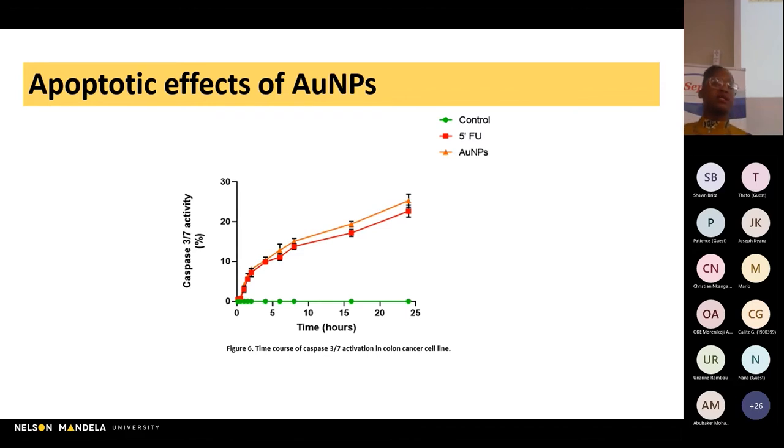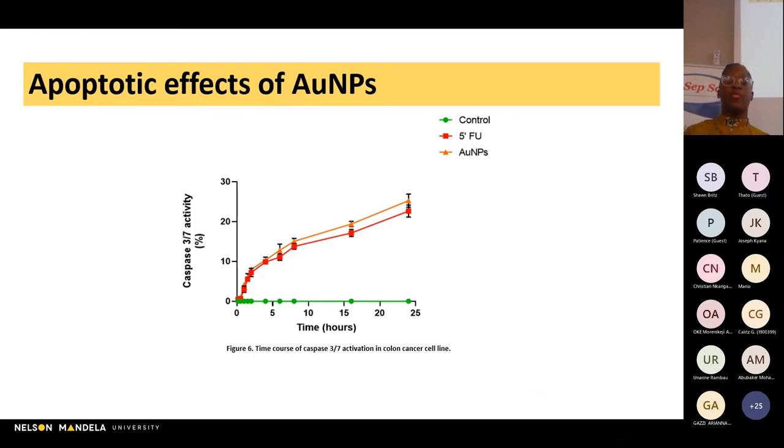So now we treated the cells with the gold nanoparticles as well as a positive control, which is 5-fluorouracil, to see if the death of the cells was actually caused by the nanoparticles. This was also done at different time points. We did 30 minutes, but it was just too much data for the results, so we ended up only doing results for each and every 2 hours like we did before. And then you could see that there is an increase in the caspase 3/7 activity, showing that the death of the cells is actually induced by the gold nanoparticles.